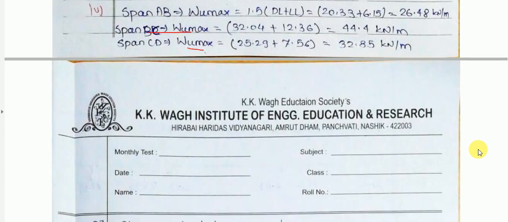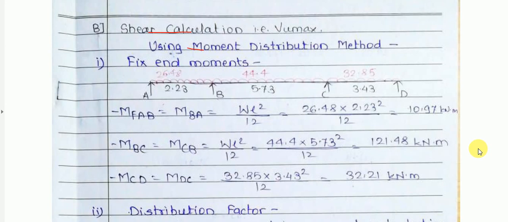For these maximum values, MDM is carried out. To carry out MDM, first of all the fixed moments are calculated. The method is the same as that of the design for flexure, WL square by 2, as there is no other point load. If some secondary beam is acting, then wherever the secondary beam is acting, at that point its reaction needs to be considered, and accordingly these equations will change. As there is no shear reaction here, only UDL, for that UDL simply WL square by 2 will be taken, and accordingly these values are obtained.